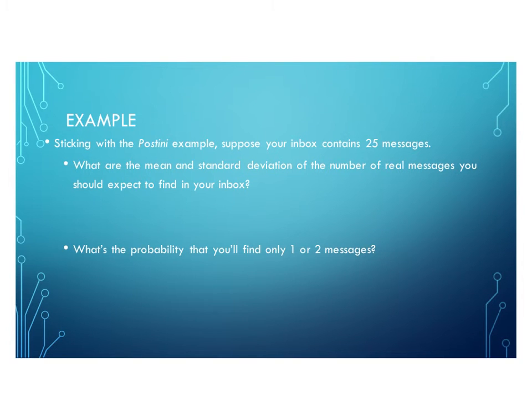Let's go back to that email spam problem from before. And this time we're going to say, suppose our inbox contains 25 messages. What are the mean and standard deviation for the number of real messages you should expect to find in your inbox? Okay, so we have to ask ourselves, are we going to use this geometric model or is this a binomial model? Well, remember, we said 91%. That was our spam probability. Okay, and notice we have a fixed number of trials. We have 25. So this one is binomial for that reason.